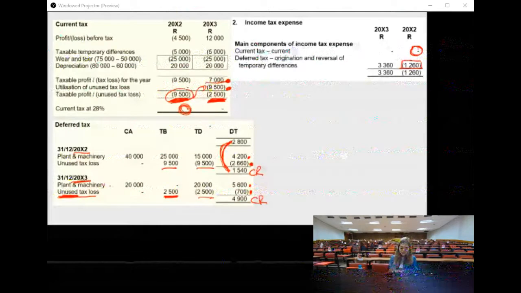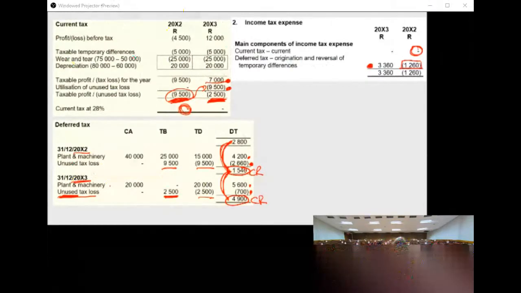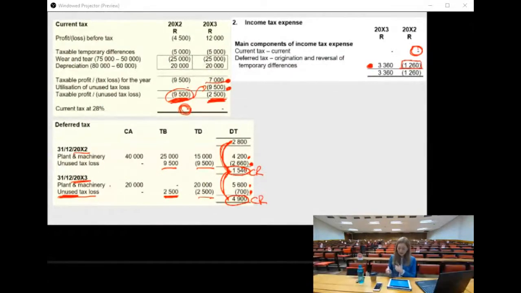Okay, so again, the movement from the 1,540 to the 4,920. The deferred tax liability increases, so we are going to have to credit deferred tax liability and debit the income tax expense with 3,360, which is the difference between the 1,540 and the 4,900. You want me to do the T accounts? Or are you comfortable with that? Oh, let's do the T account.